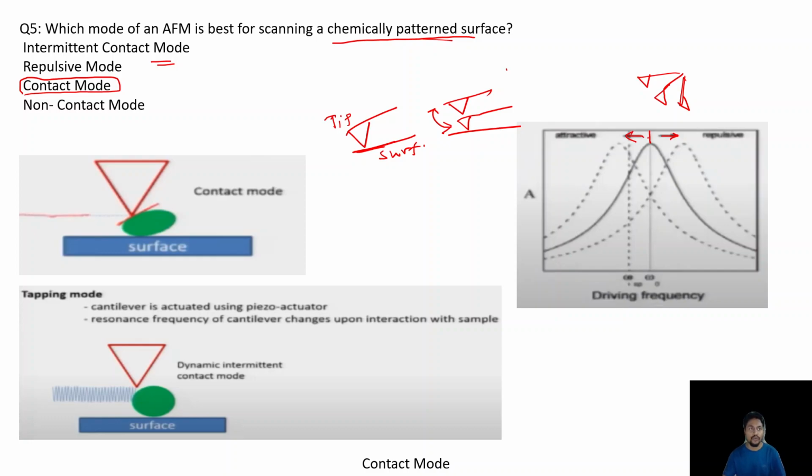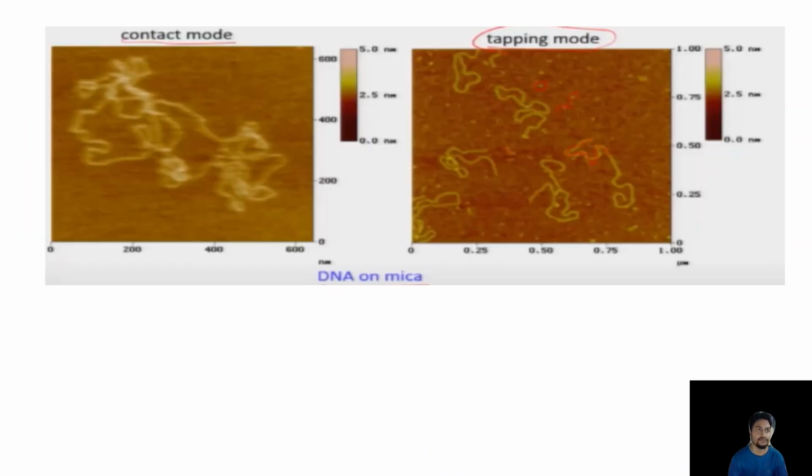So whenever we want a great pattern or the finer details of the surface, we need contact mode. But whenever there is a problem of sample damage, overall resolution can be achieved from intermittent contact. That's what I said while solving the previous question. This is the contact mode and this is the tapping mode, and that is DNA. DNA is a soft material and normally gets damaged in contact mode, but in tapping mode we get great details of the structures, right?